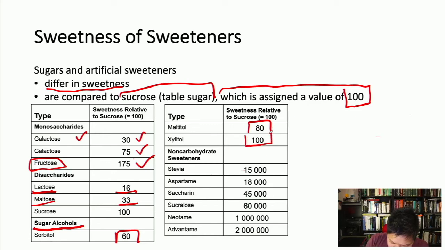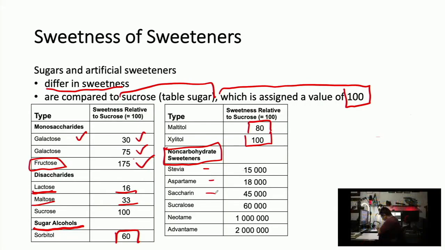But then when we go into the non-carbohydrate sweeteners, right? Sweeteners that are not derived from carbohydrates, like sucrose or any other carbohydrate. Things like stevia, aspartame, saccharin, right? Those are things like Equal and Splenda and stuff like that. Sucralose, neotame, and advantame. My God, they have orders of magnitude more sweetness than sucrose does. So you don't have to use as much.